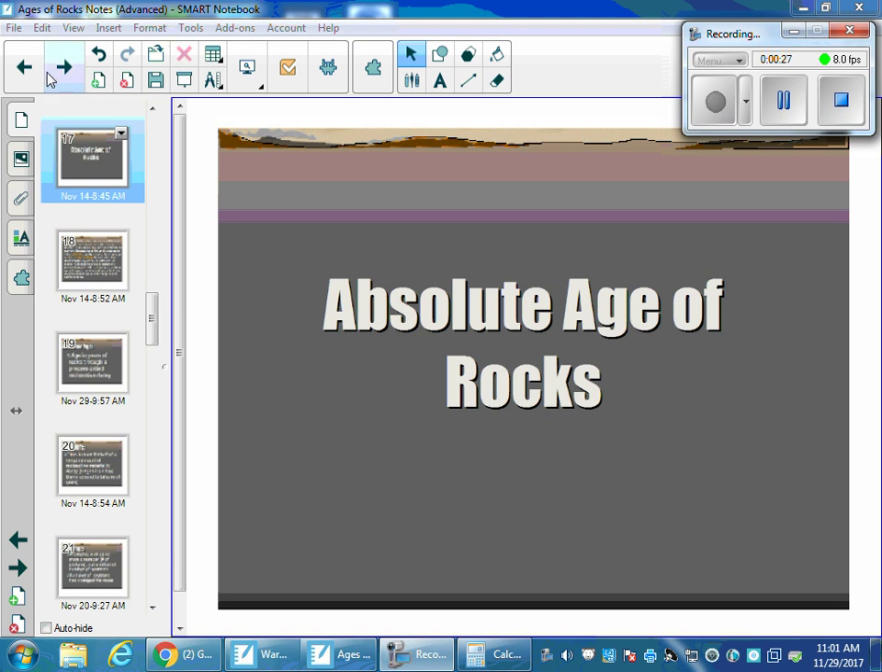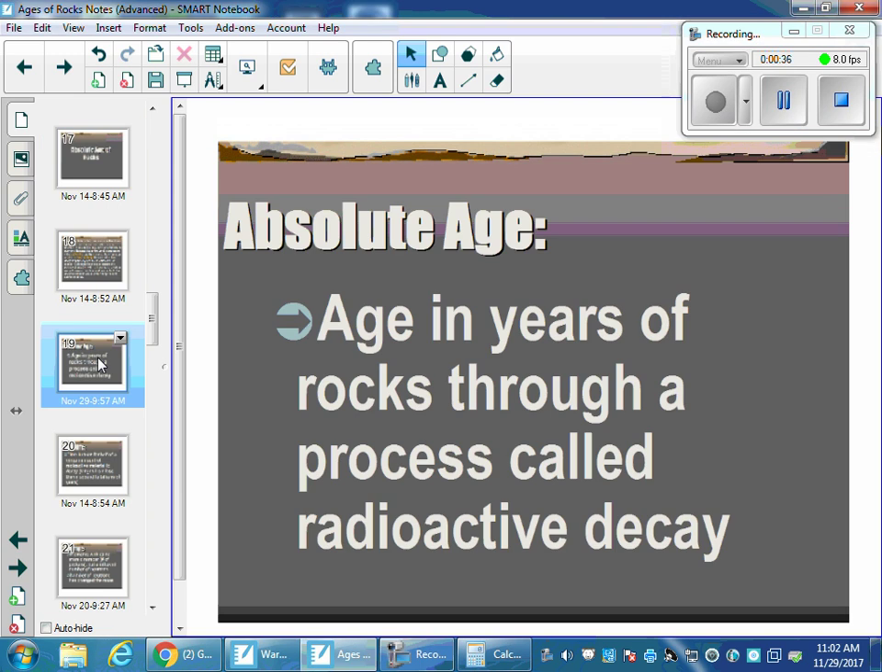All right, now that you've had a chance to take a look at some of that background information, there's a few words and terms that we need to go through and make sure that we are clear on first. So the first word that you need to know is absolute age. So we already talked about relative age in class. Absolute age is slightly different. This time we are looking at the age in years instead of just which is older or younger. We are looking at actually coming up with a number to talk about how old rocks are.